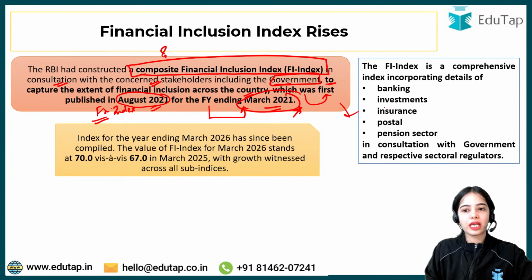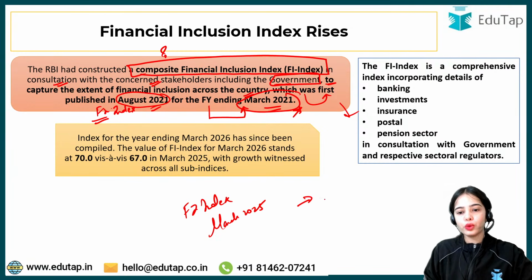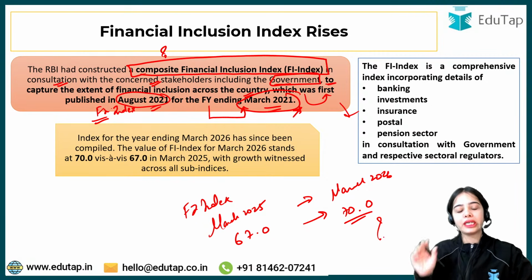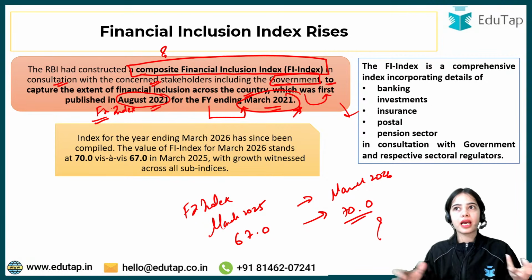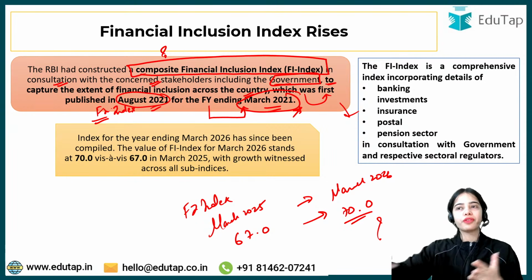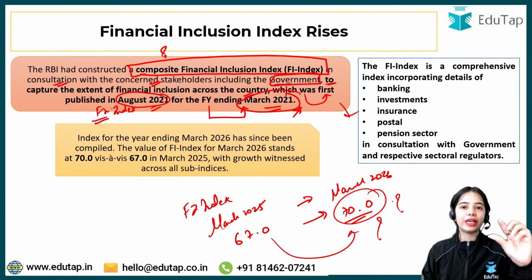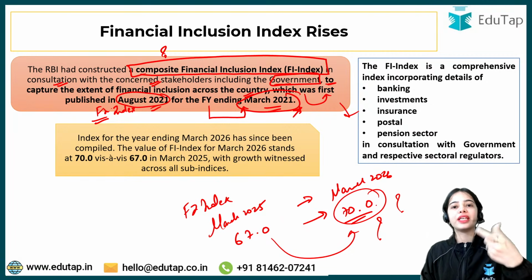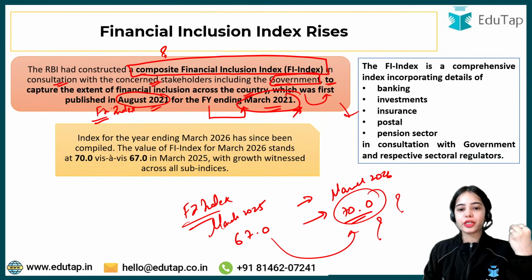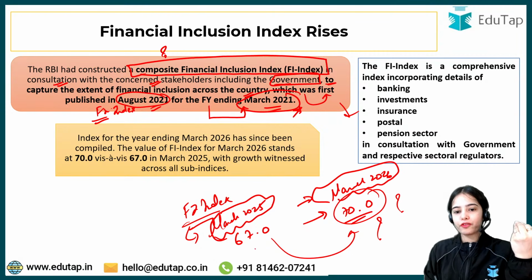So this is the background that we have understood. The current data is that the financial inclusion index has improved from March 2025 to March 2026, from 67.0 to 70.0. Now, what does the 70 mean? What does the improvement from 67 to 70 mean? We are going to understand what this value signifies. But remember that the index has improved from 67 to 70.